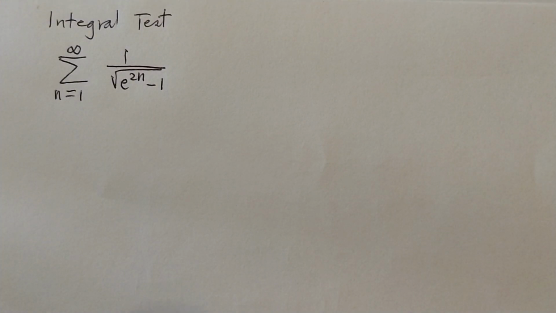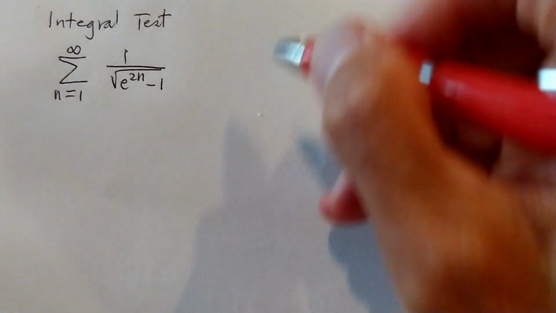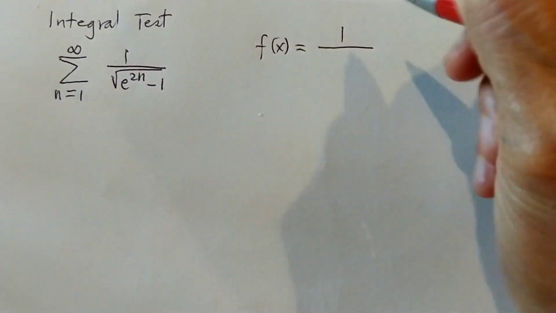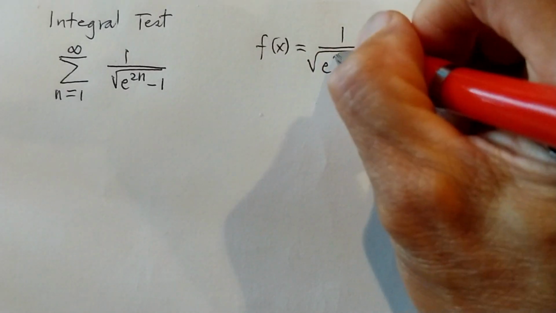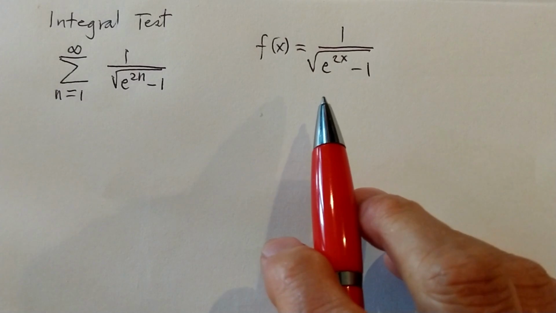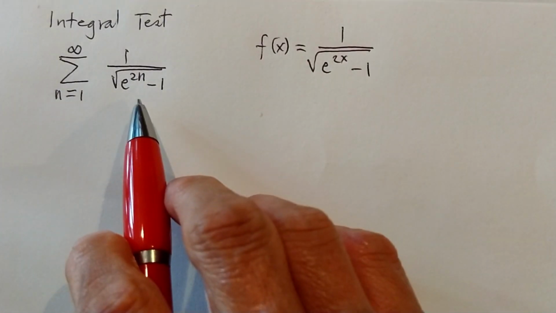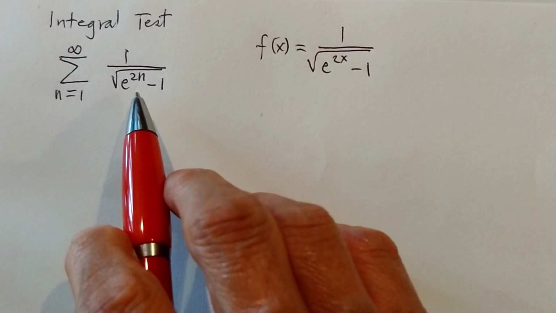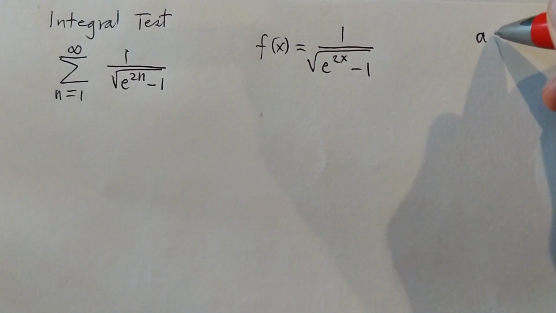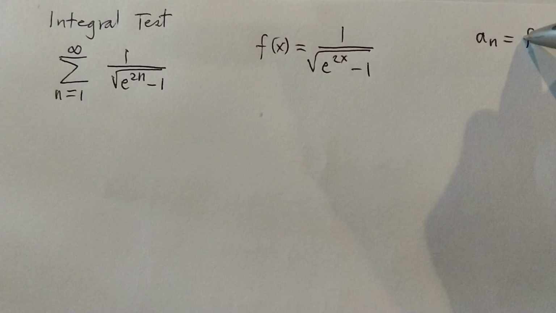Here is another example of the integral test. So let's look for our function f: 1 over the square root of e to the 2x minus 1. You notice that my function is almost the same as the series. The only difference is the variable, to make sure that a sub n is really equal to f of n.